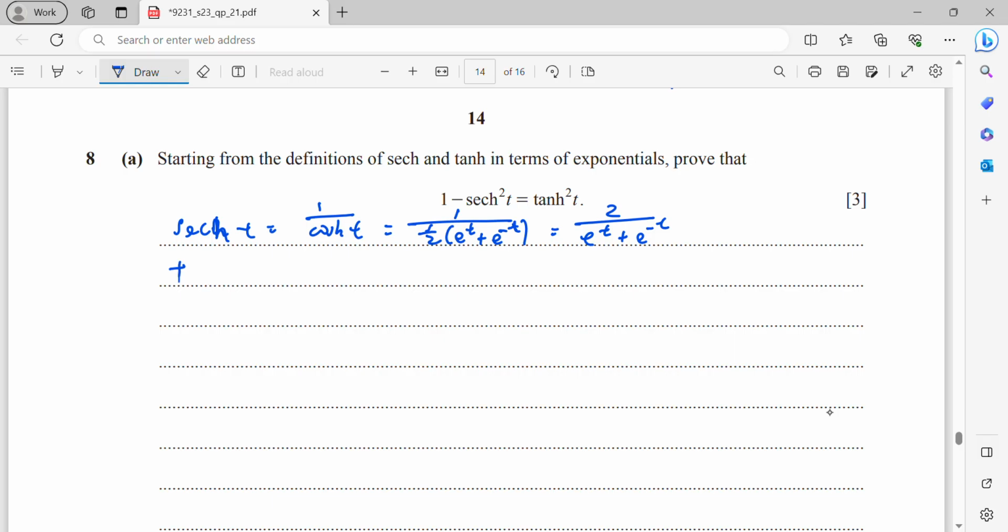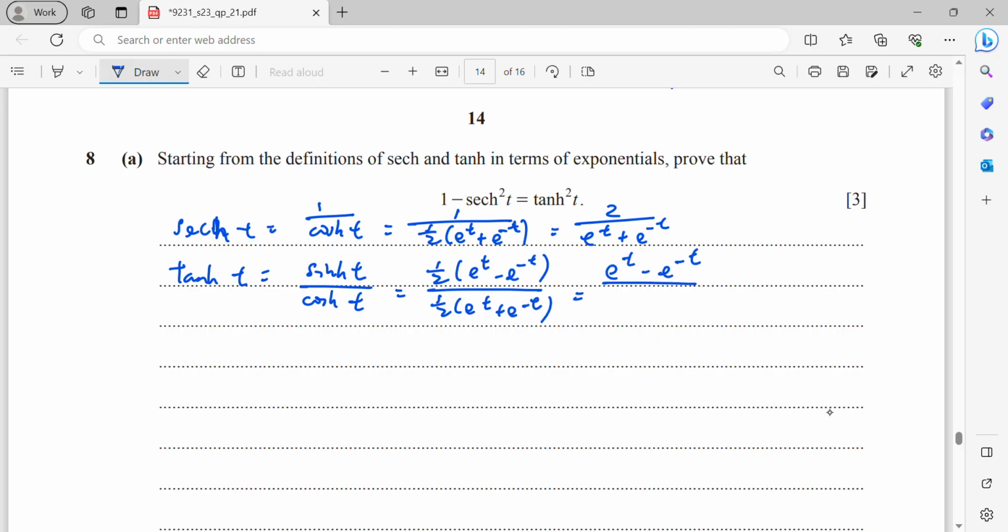Then for tanh t, it is sinh over cosh. Then you will get half e to the t minus e to the negative t over half e to the t plus e to the negative t. Therefore, you get e to the t minus e to the negative t over e to the t plus e to the negative t.